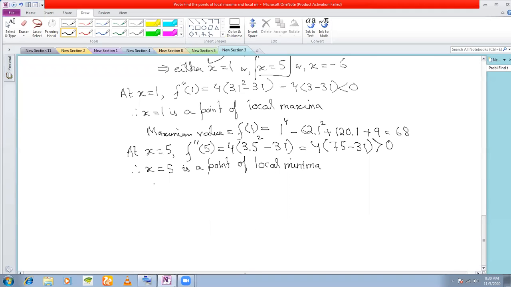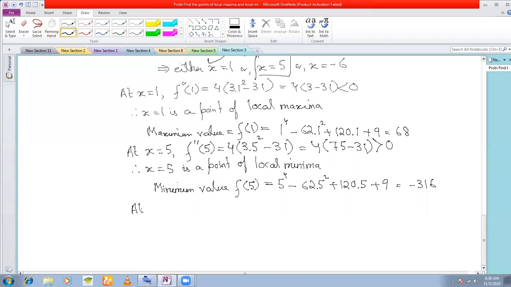And what is the minimum value? F5. Put it in the function. 5 to the power of 4 minus 62 into 5 square plus 120 into 5 plus 9, which will come to minus 316. Okay.